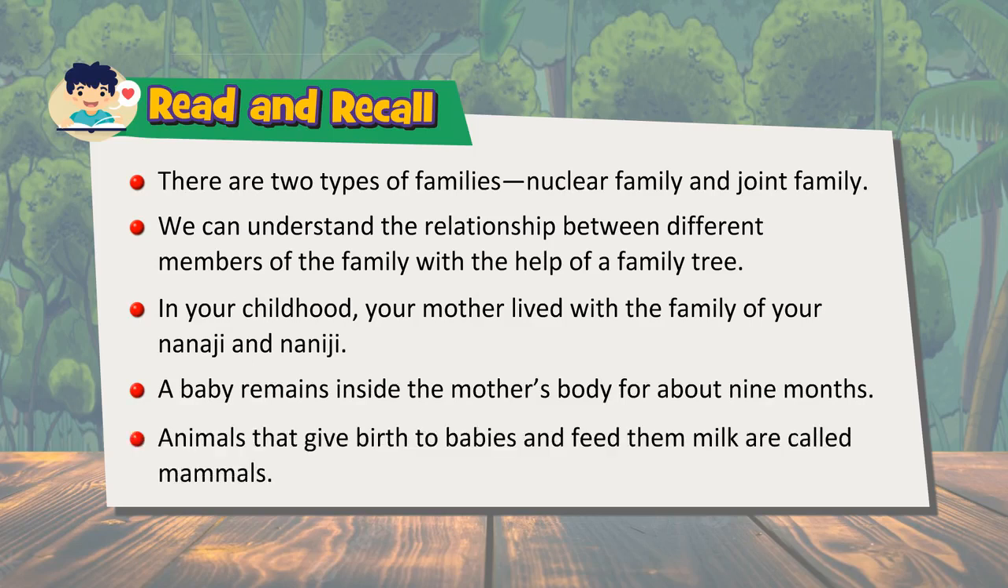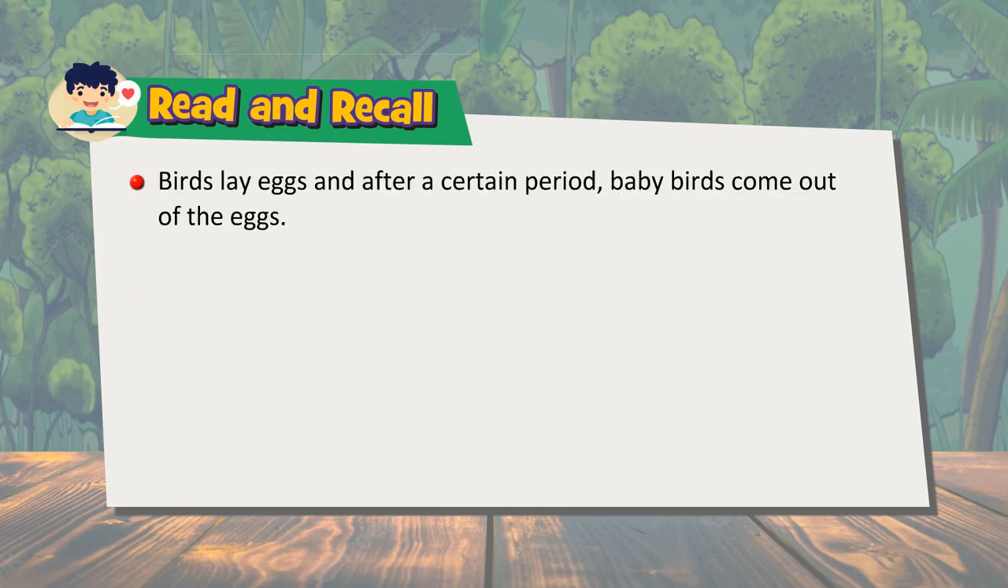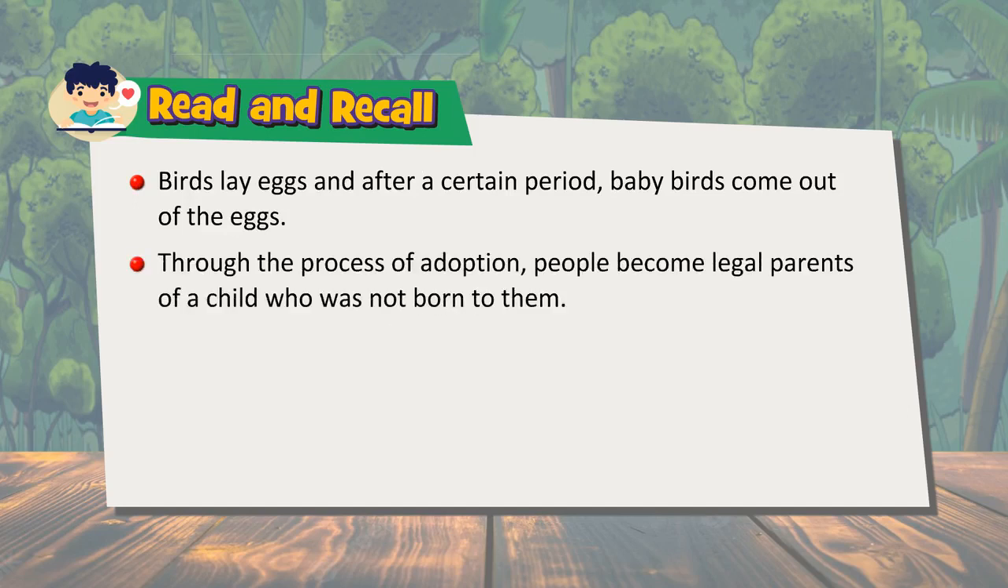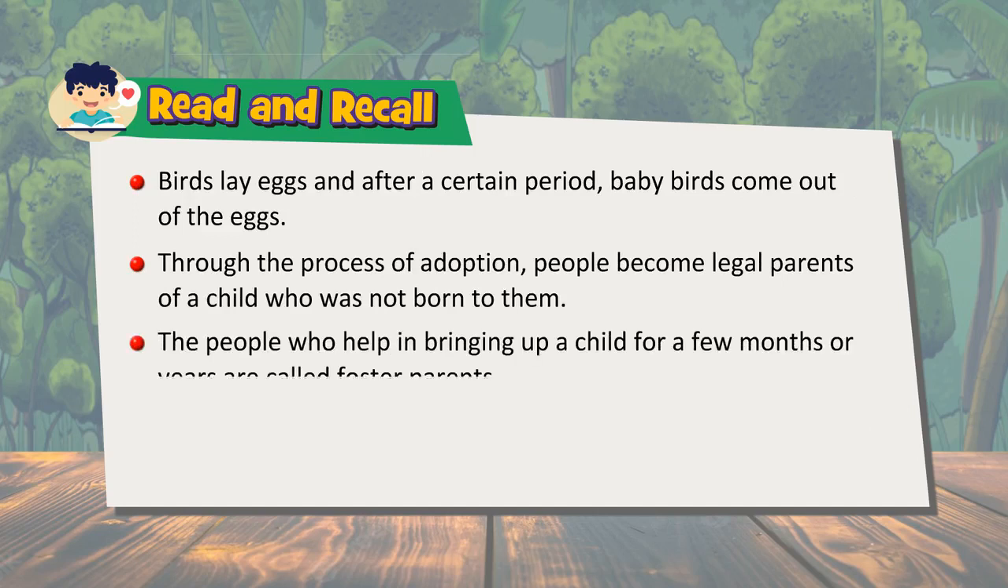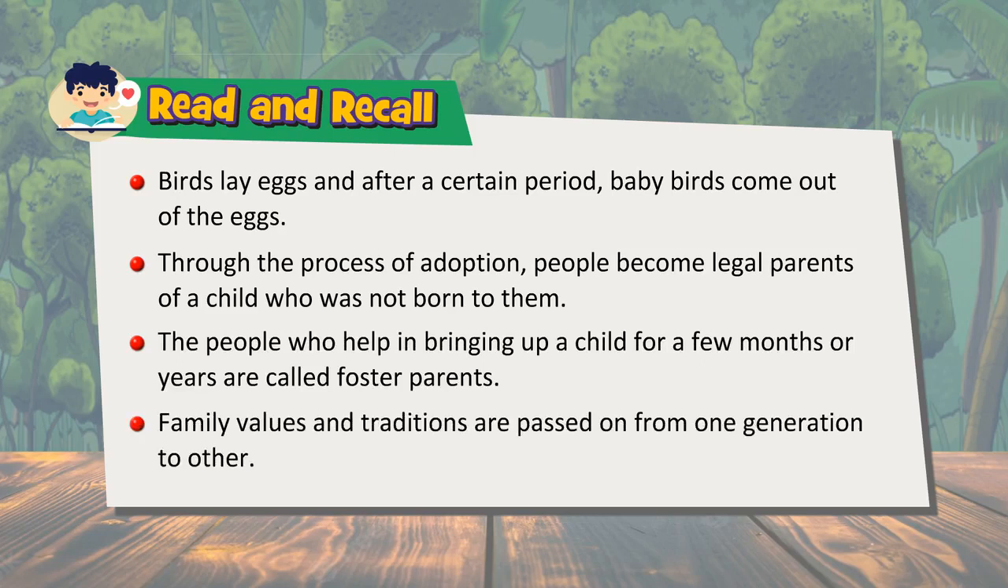Animals that give birth to babies and feed them milk are called mammals. Birds lay eggs and after a certain period, baby birds come out of the eggs. Through the process of adoption, people become legal parents of a child who was not born to them. The people who help in bringing up a child for a few months or years are called foster parents. Family values and traditions are passed on from one generation to other.